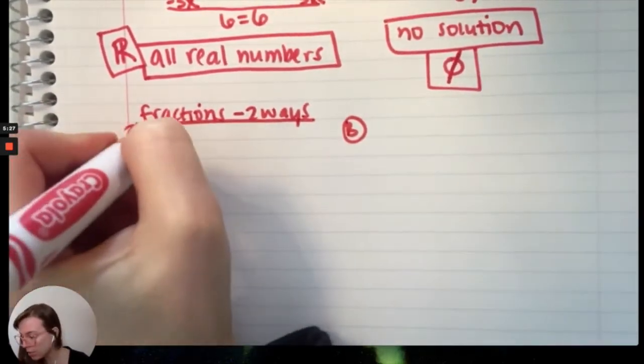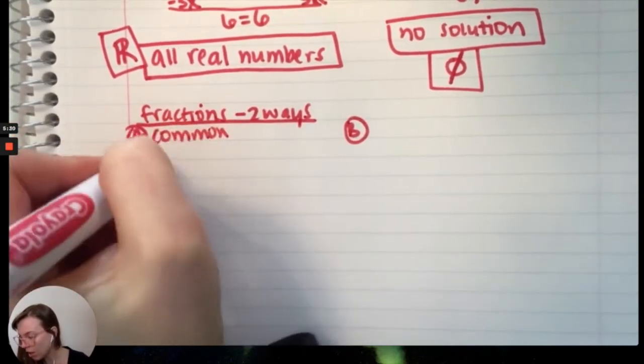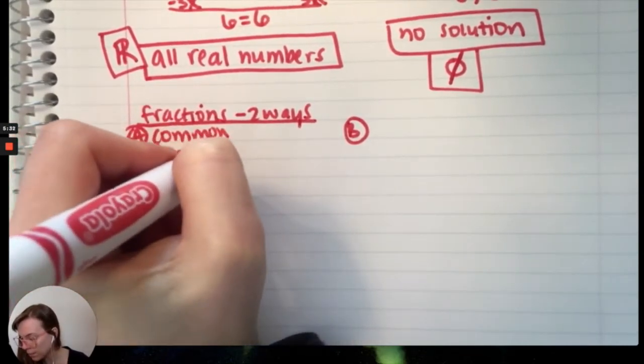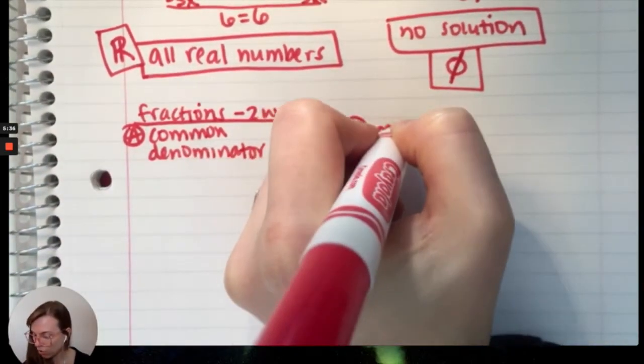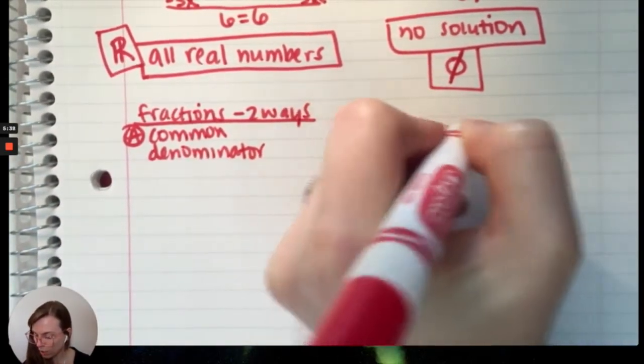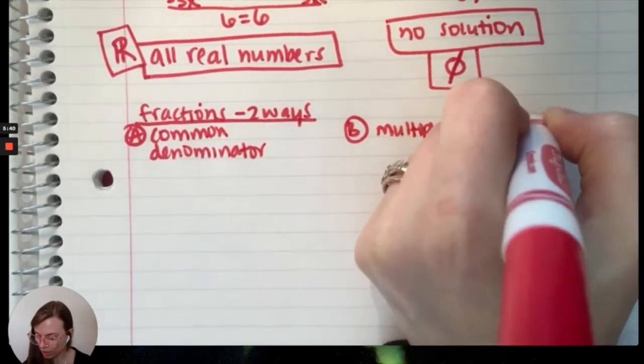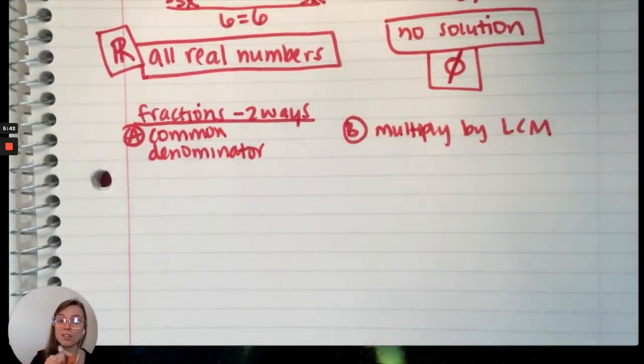A is going to be using common denominator, and B is going to multiply by the LCM, which, note, our least common multiple is typically our common denominator. You could have a different number for common denominator. The most convenient one, though, is your least common multiple. So both of these require finding it. You're just using it in a different way.